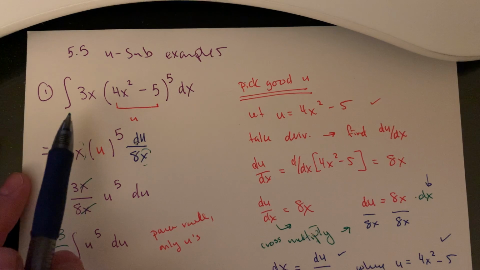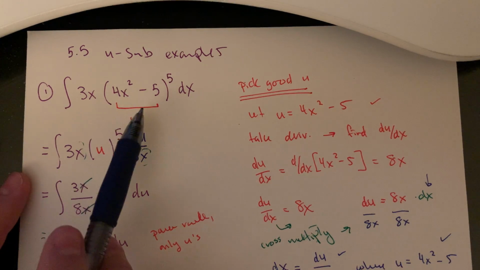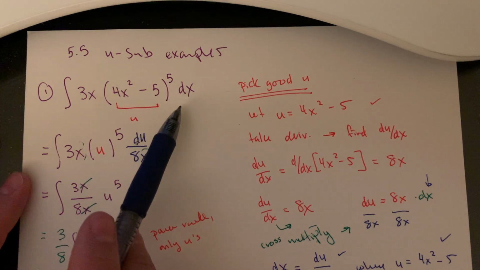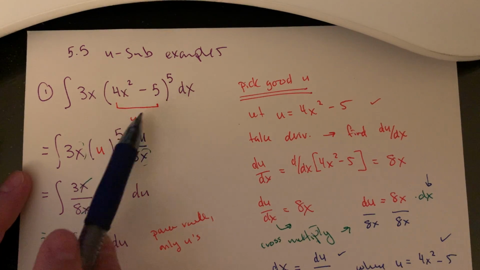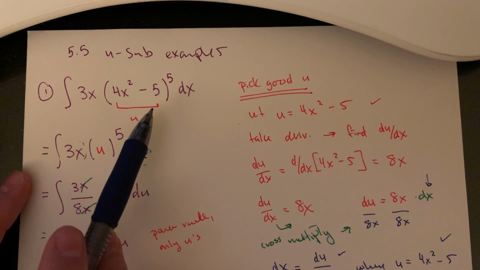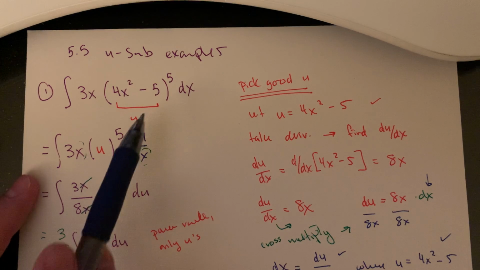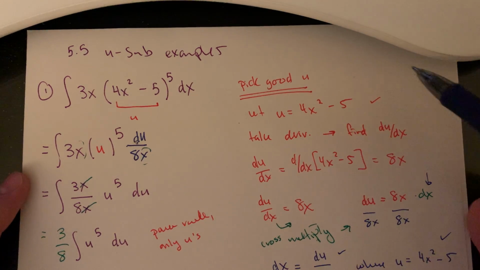So the original was 3x times 4x squared minus 5 raised to the 5th, with respect to x. The idea here to get this started is that it's not really something that we can just naturally do in one step. We could do an expansion, but again, it would expand a lot, and that would take a lot of time. Not the best. So I don't want to do that. So I want to try this u substitution. So pick a good u.